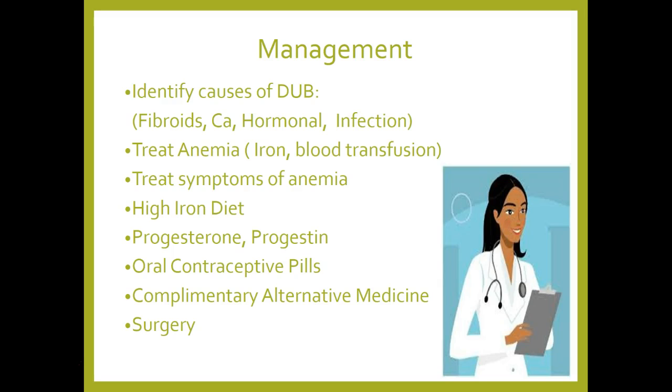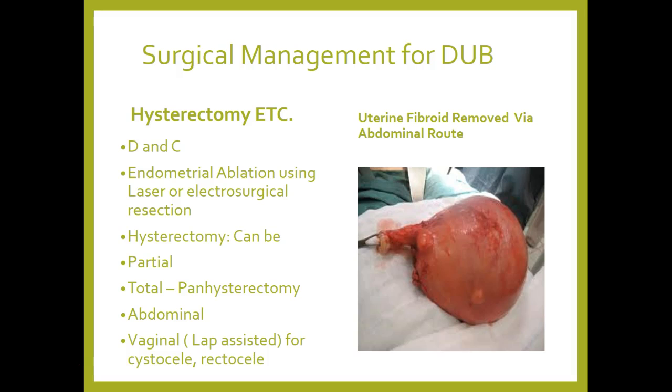Progesterone and progestin are ways to manage it. Oral contraceptive pills, complementary alternative medicines, so diet, exercise, relaxation techniques, stress management, different types of herbal medications. Those are all different ways we can teach our patients to manage the different types of dysfunctional uterine bleeding depending on which type they have, and then surgery, like we talked about earlier.